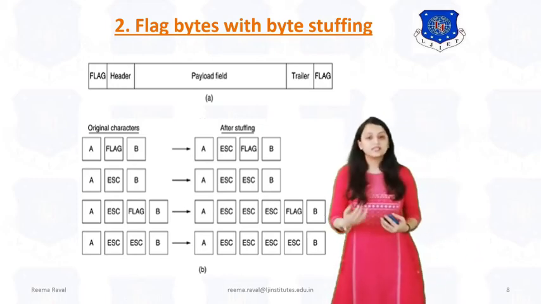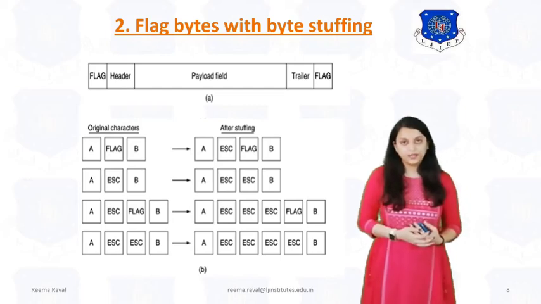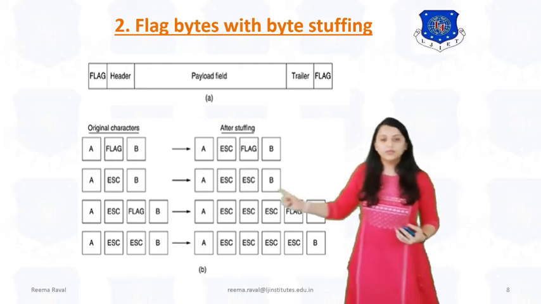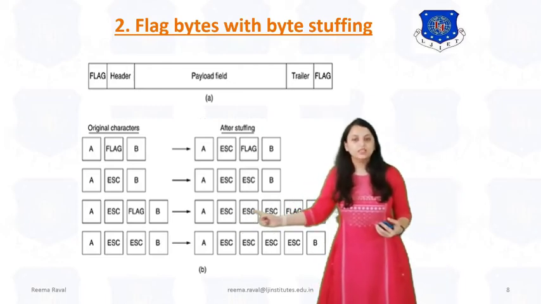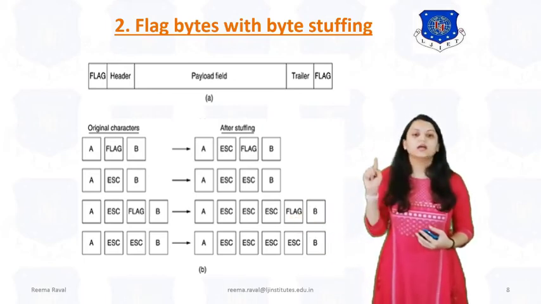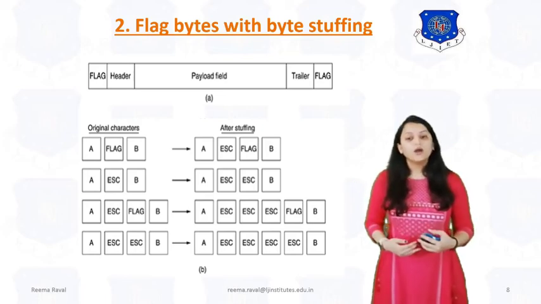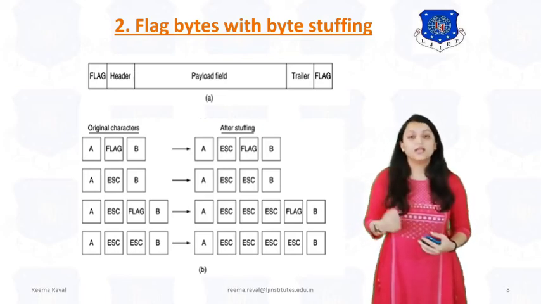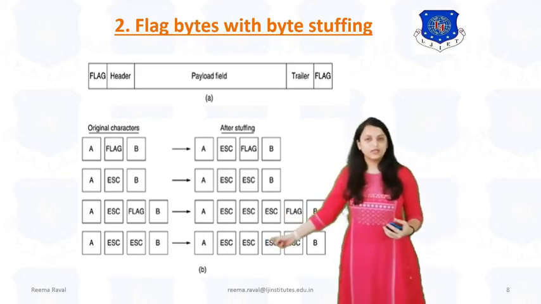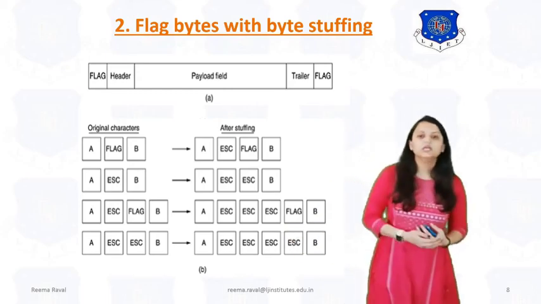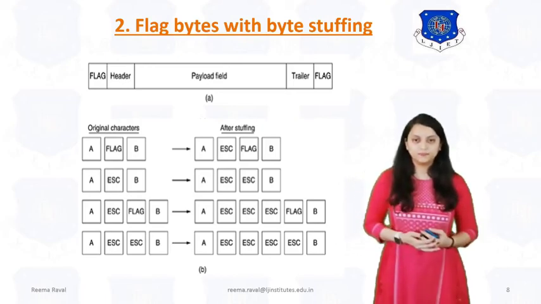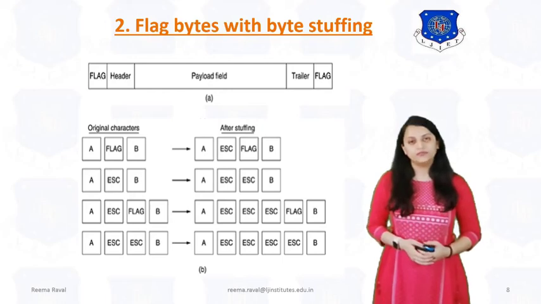Next, what if escape and flag both are in the data? Then we need to use another two escape flags, two accidental flags, one for the escape data and another for the flag. That means now we need to use three escape flags and one flag as the data. Now what if two escapes are there as the data? So we need to use another two escapes, one for each escape data. So in total, after stuffing, we will have 4 escapes in between A and B. So these are some cases for byte stuffing.